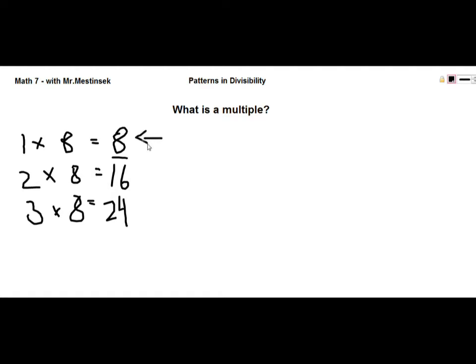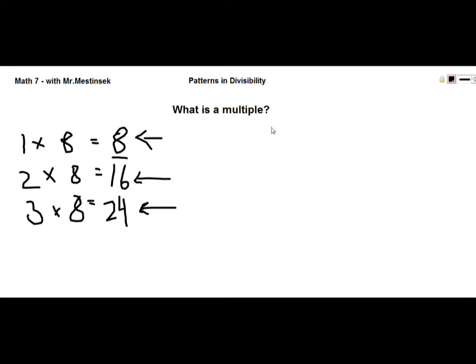All these numbers here, whenever I multiply 8 by a whole number, like 1, 2, 3, 4, 5, 6, 7, and on and on, I get a multiple of 8. Okay? So we need to remember that. Multiples are when we multiply the number by a whole number, and that resulting product, the answer, is a multiple of 8, or whatever number we're talking about.